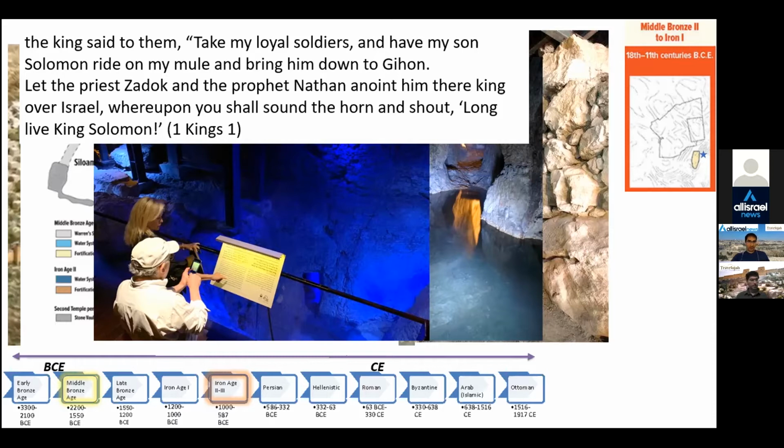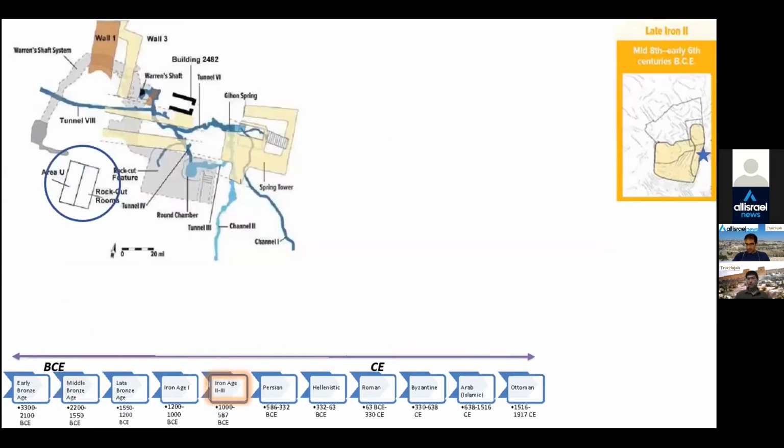An interesting thing is that you can reach this spot today, but you can't reach what is just a little bit up. So now you see the area circled. It says Area U and rock-cut rooms. Look, it's just a little bit up, really 20 yards barely away from that round chamber and area.